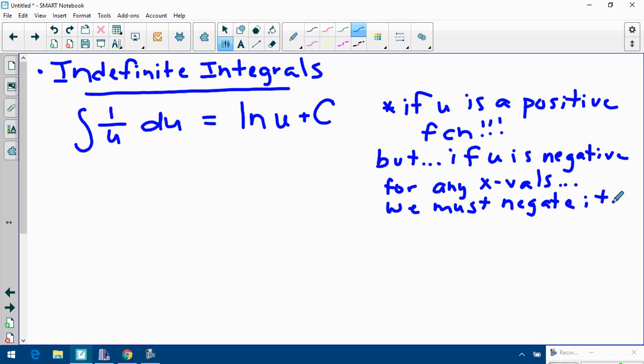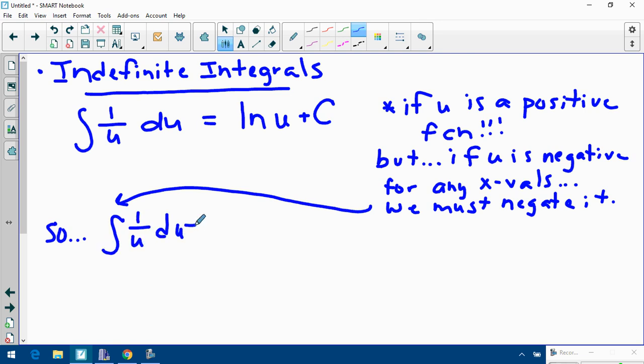Because you can't take a negative ln. If it's 0, there's nothing we can do at all. But at least if it's negative, we can negate it. So in that case, the integral of 1 over u du would be ln of negative u plus c.